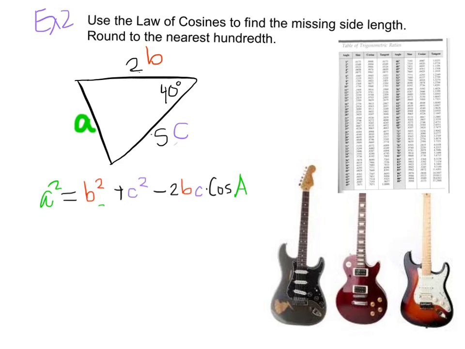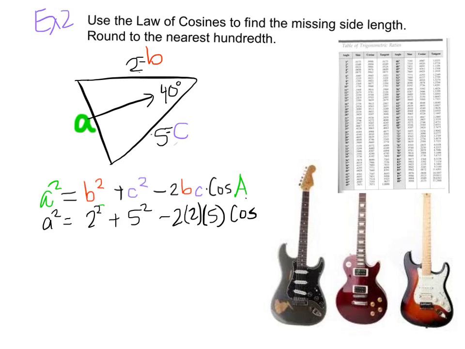Okay, so this is what I have so far. So b is 2, c is 5, and a is unknown. So when I fill in my values, I have a squared equals 2 squared plus 5 squared minus twice my sides multiplied together times the cosine of angle A, which is the angle across from that side, which is 40 degrees. Okay, let's do the math we know.